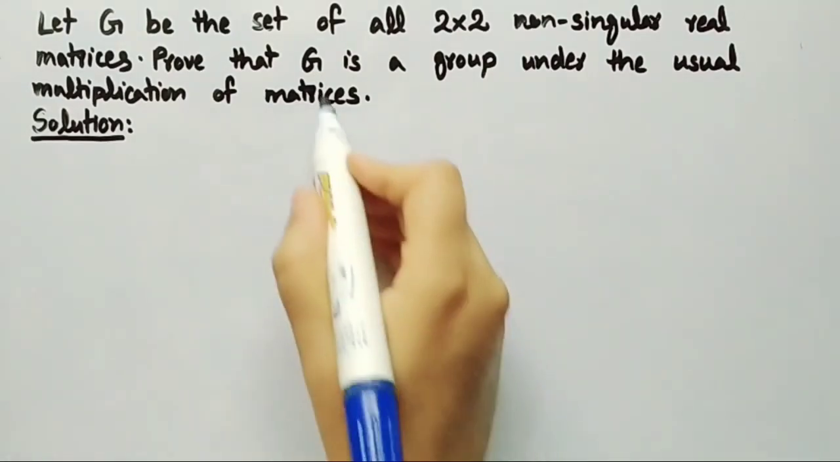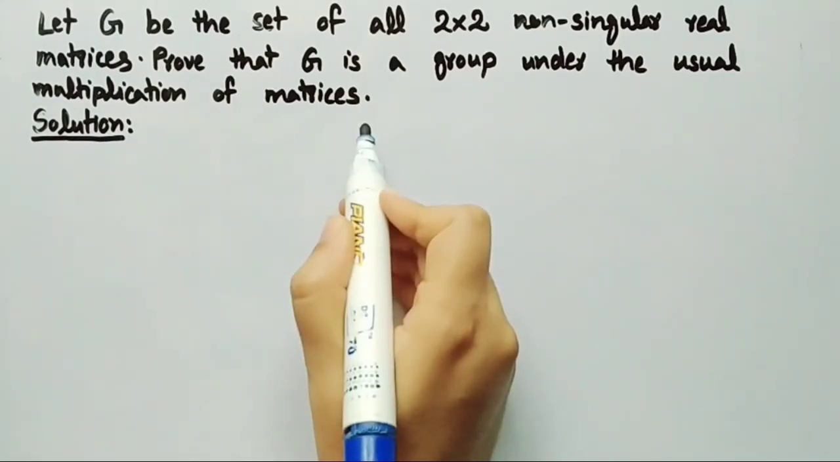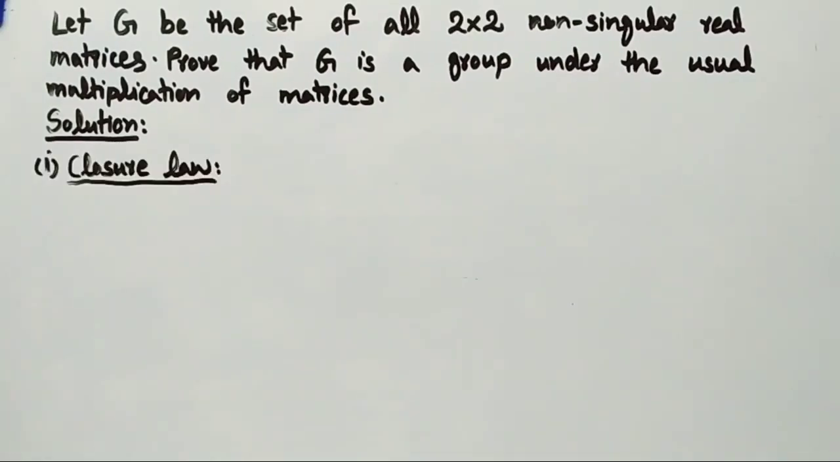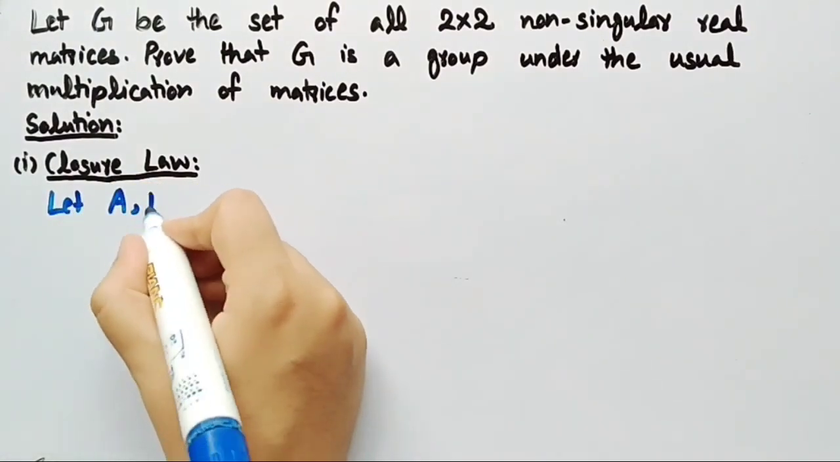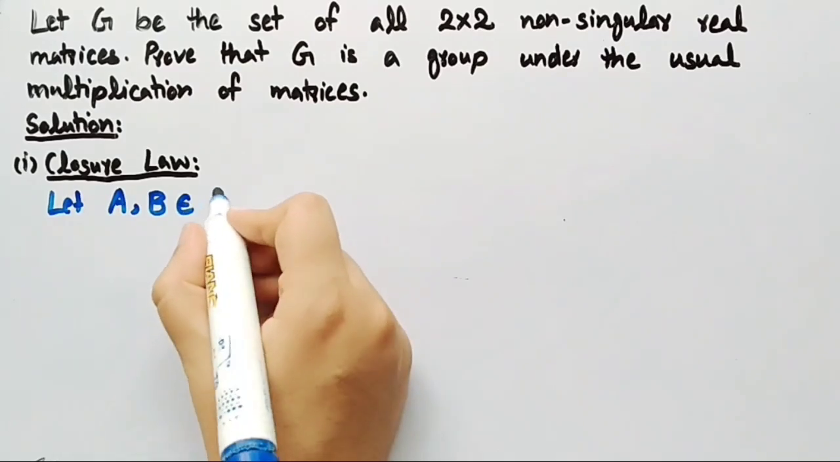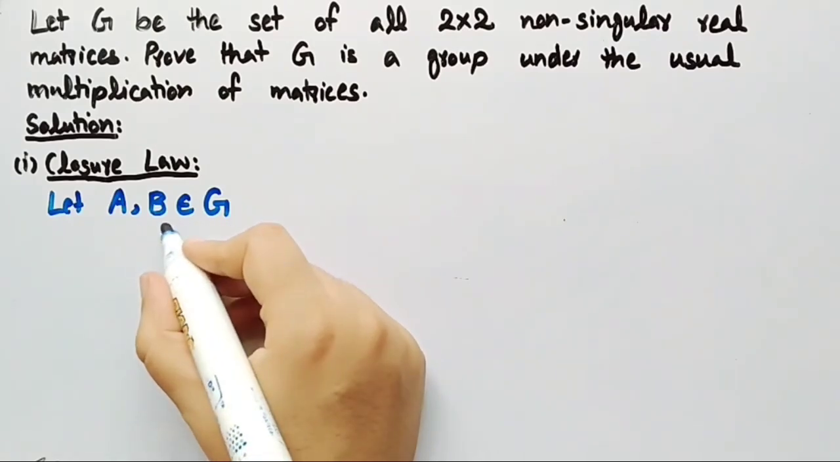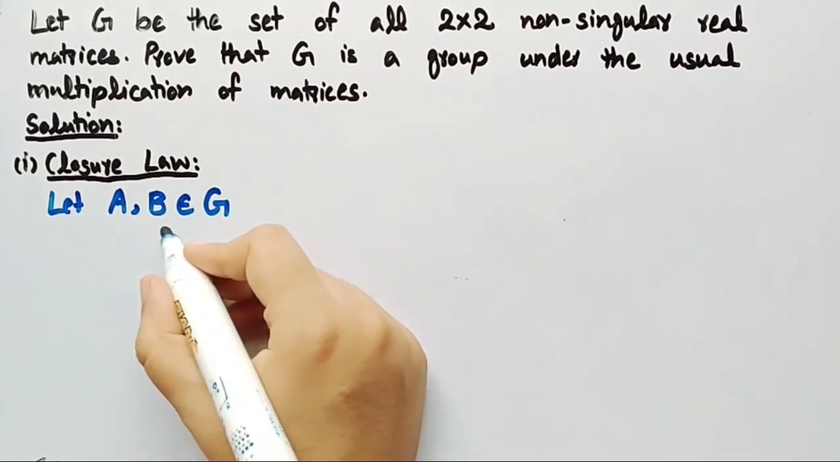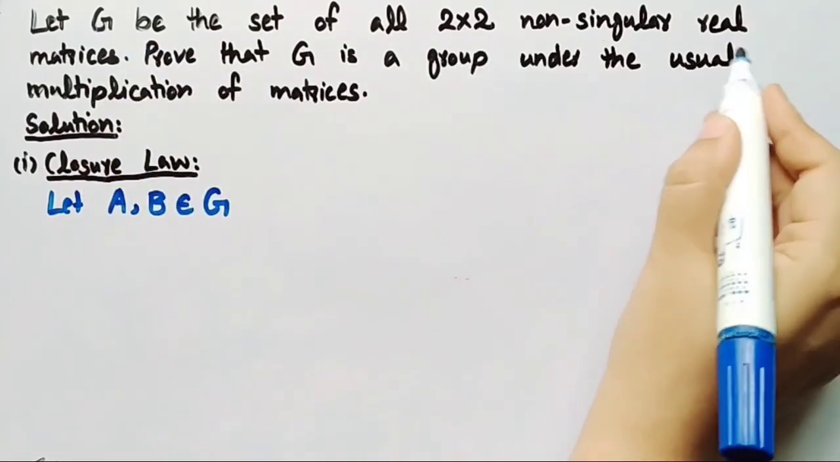To prove that G is a group under the usual multiplication of matrices, we have to satisfy all the 4 axioms. First axiom is closure law. Let A, B belong to G. Since A and B belong to G, it means that A and B are non-singular matrices of order 2, since all the members of G are 2 cross 2 non-singular matrices.